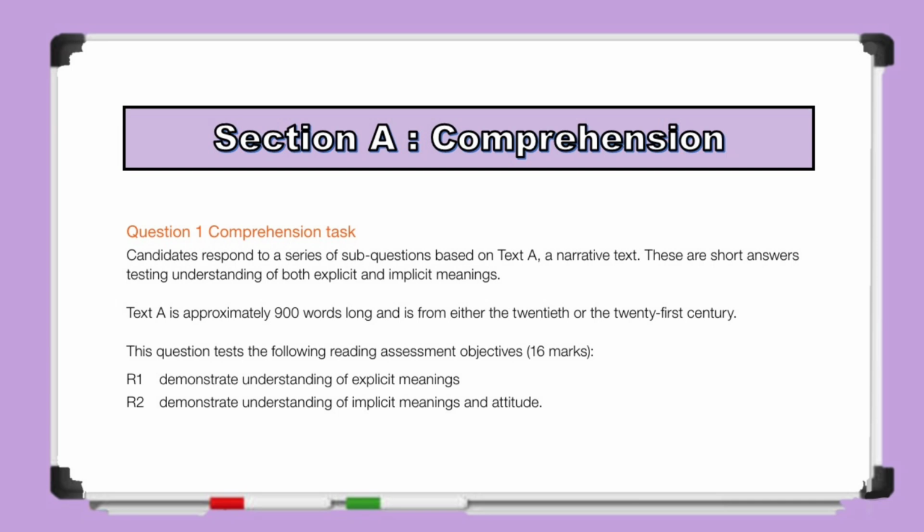The first is your ability to understand explicit meanings, which are ideas that are directly stated in the passage. The second is your ability to understand implicit meanings and attitudes, where you have to work out ideas, feelings, and opinions that are suggested rather than directly written. So, basically, this question is not simply asking whether you can read the passage. It is testing whether you can understand both what the writer says directly and what the writer wants you to understand indirectly by reading between the lines.